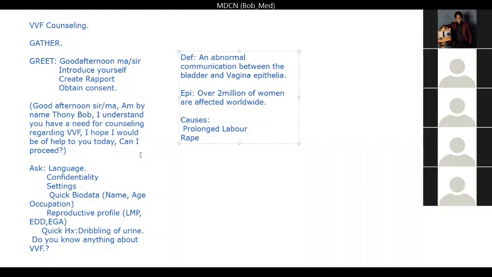The prolonged labor, what will cause prolonged? It could be as a result of obstruction. Please, let's use the chat box. Yes, thank you so much. Prolonged labor, yes. Assisted instrumental delivery, you're absolutely correct. Things like rape, things like traditional practices in Nigeria, like they call it the gishiri practice. The gishiri practice is very common.